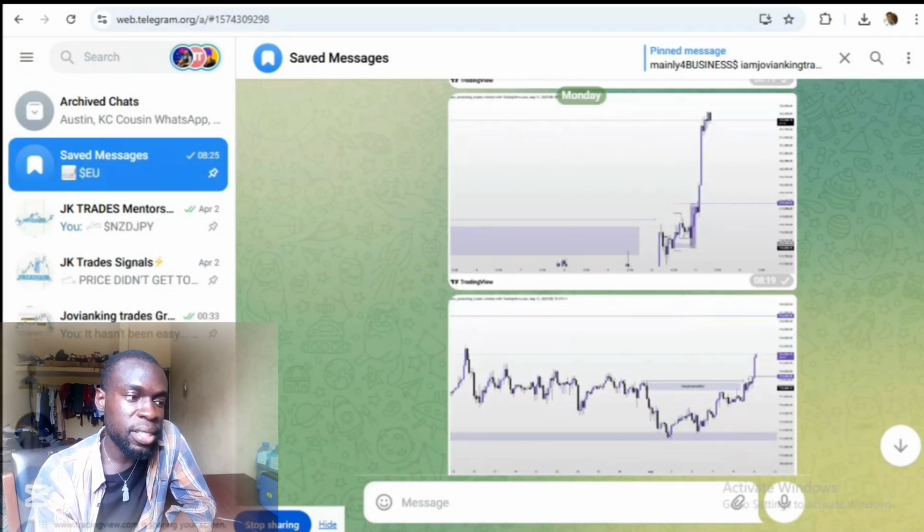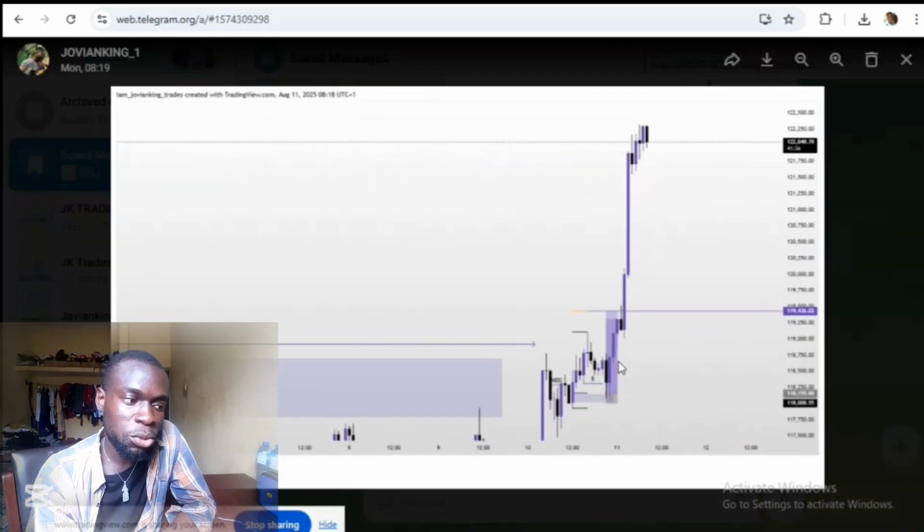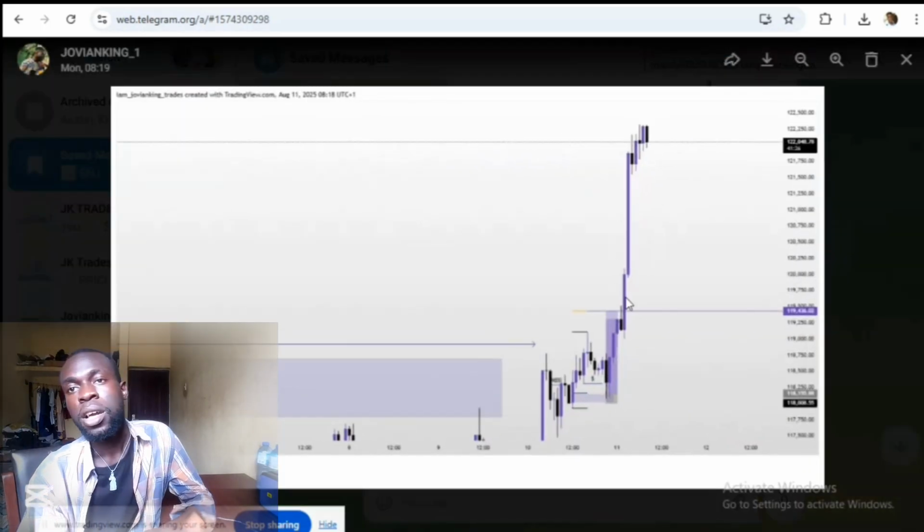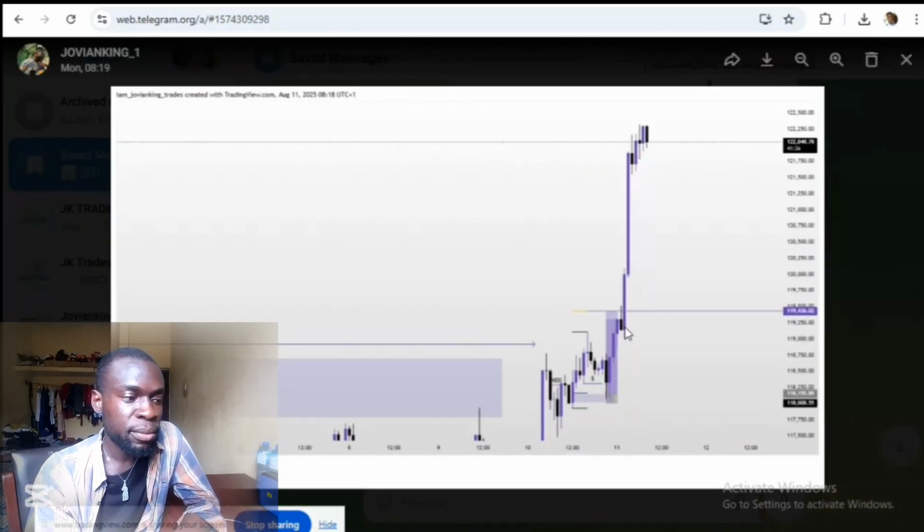And that was it on BTCUSD. You can see that the move was so much. I was targeting like 1:9, but you can see here it is up to 1:30, 1:40 risk reward, and that was it.